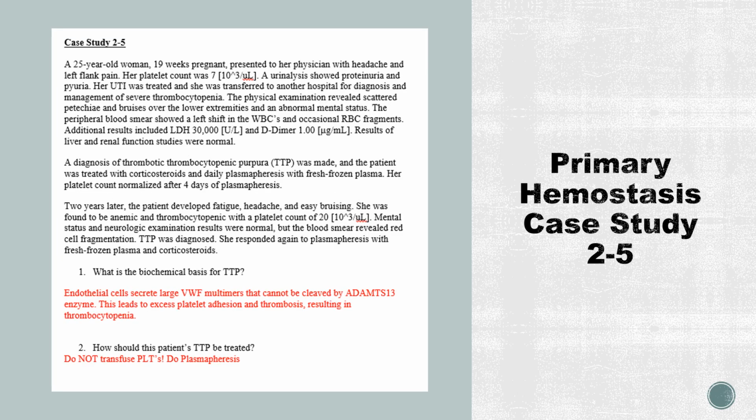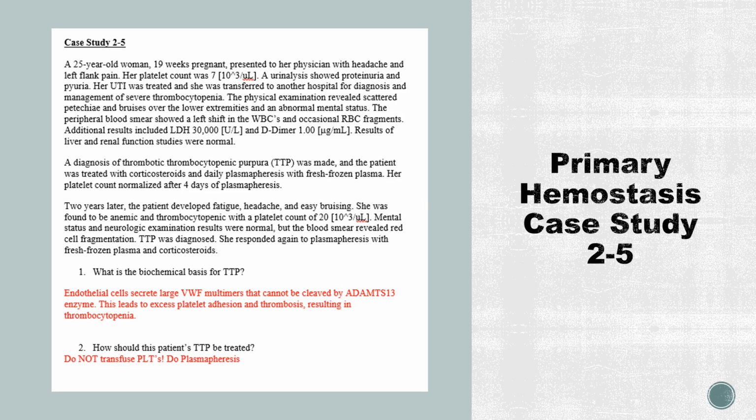Welcome back to Case Study 2-5. A 25-year-old woman, 19 weeks pregnant, presented to her physician with a headache and left leg pain. Her platelet count was 7. A urinalysis showed proteinuria and pyuria. Her UTI was treated, and she was transferred to another hospital for diagnosis and management of severe thrombocytopenia. The physical examination revealed scattered petechiae and bruises over the lower extremities and an abnormal mental status.